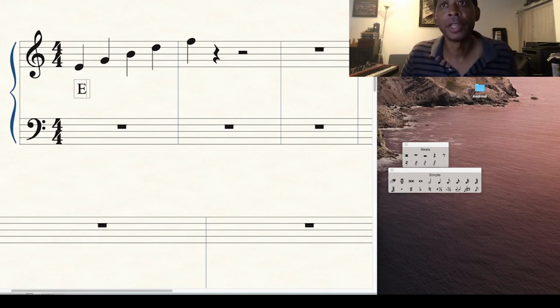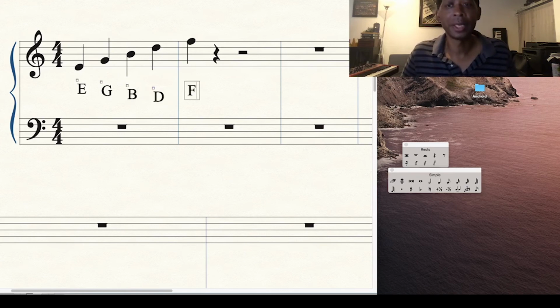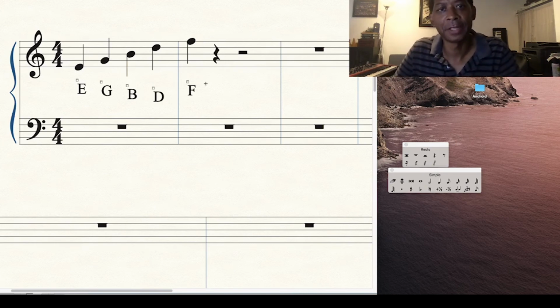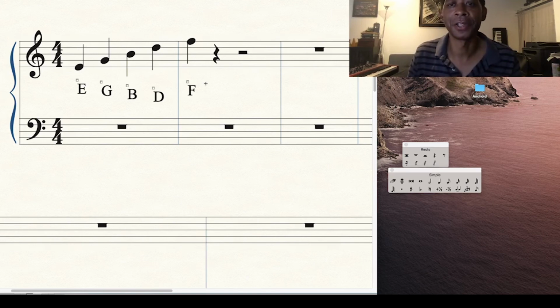Okay, there we have E, G, B, D, and F. Okay, so if you can remember F-A-C-E for face, that's all of the notes inside of the spaces, and then E, G, B, D, F, that's all the notes on the lines.